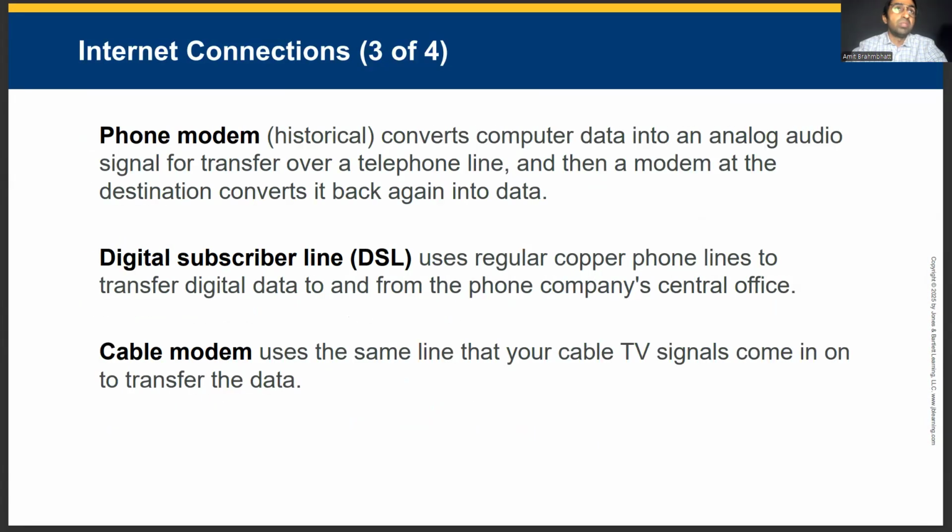Historically, phone modems converted digital data into audio signals so it could travel over telephone lines. Today, DSL uses standard phone lines to carry digital signals, while cable modems use TV cable lines. These newer technologies provide much faster speeds than dial-up ever could.